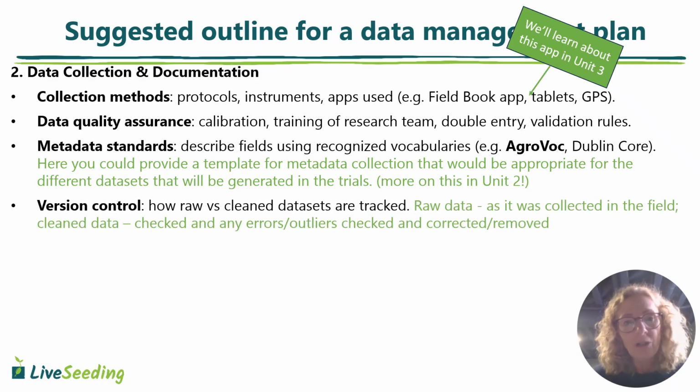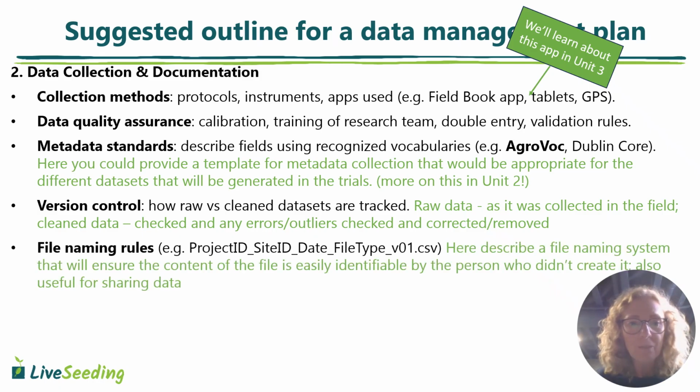Version control, yeah, how raw and clean data sets are tracked. So that raw data is what you collected in the field, and you probably want that somewhere as your original data set just in case everything goes wrong and you need to start again. But you'll also have this cleaned data which has been checked, outliers have been removed, errors have been corrected, and maybe some new variables have been calculated from what was measured in the field, etc.